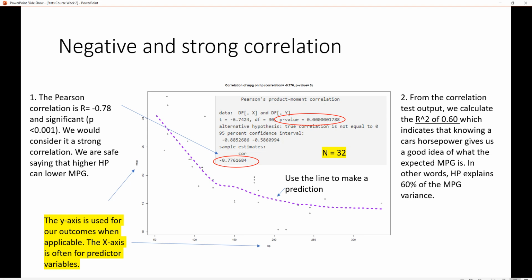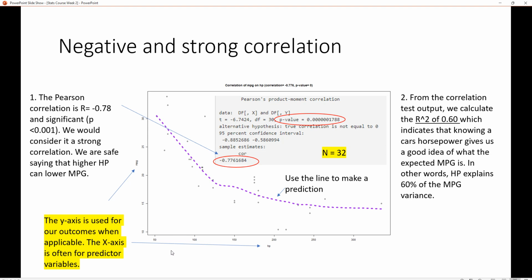An important thing to point out is how we set up a correlation graph or a scatter plot. For the y-axis, it's generally what we use for outcomes, and the x-axis is often for predictor values. If you're doing exploratory work and you just have two predictors and you want to see how they might be related or associated, you can just enter these in any pattern.